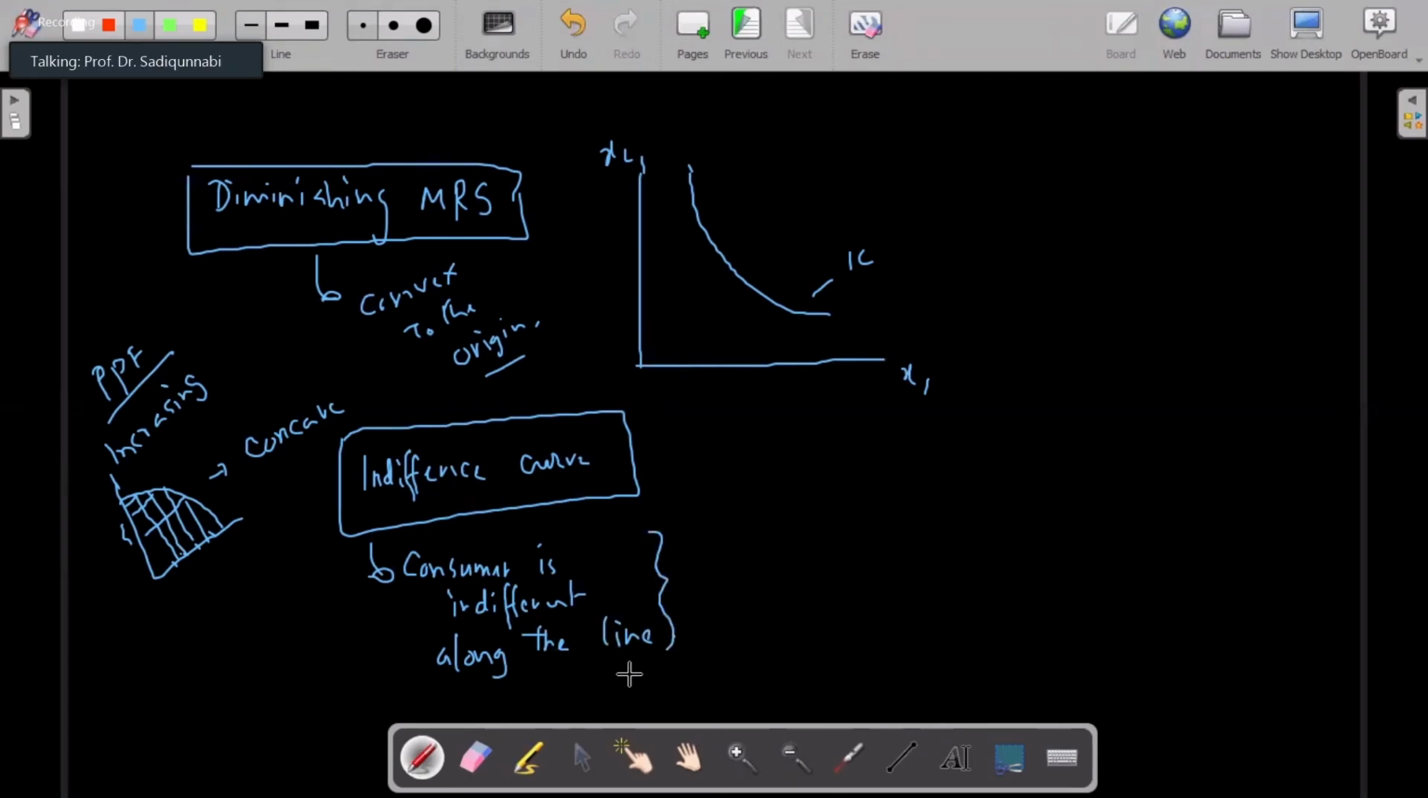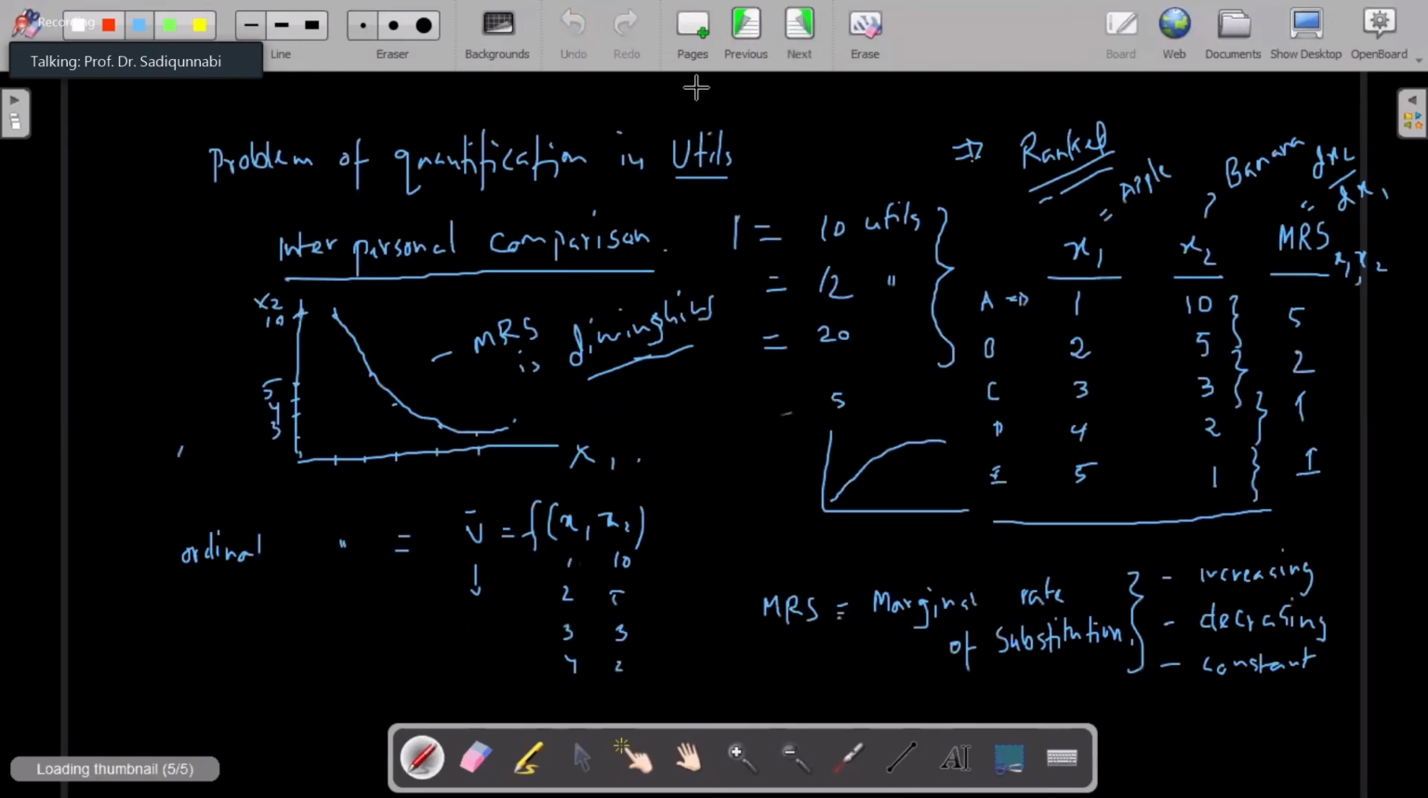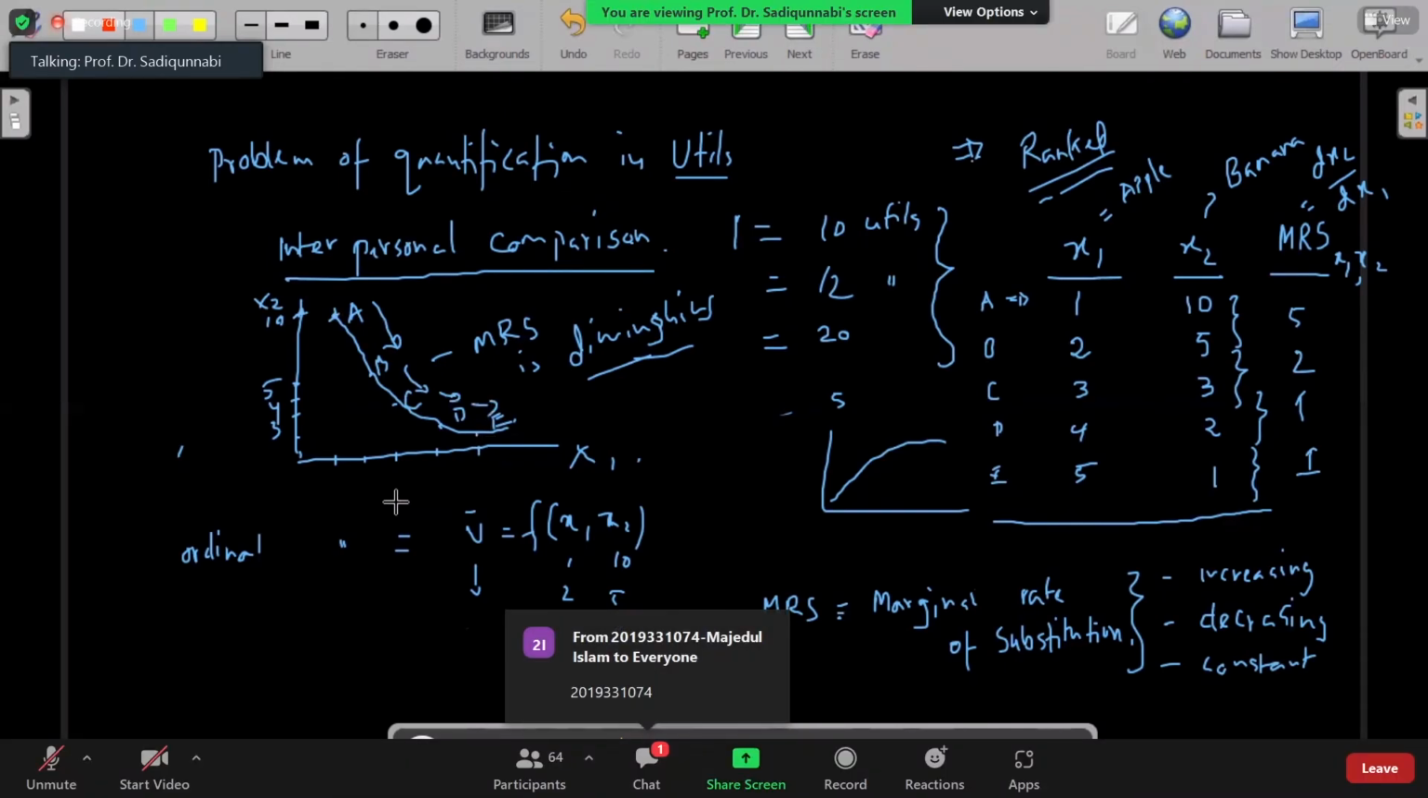Can anybody tell me why the consumer is indifferent being on this? Let me go to the previous page. Suppose it is point A, point B, point C, point D, point E. So if we move from A to B, B to C, C to D, D to E, the consumer is indifferent. Why?